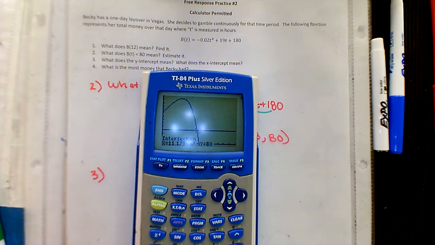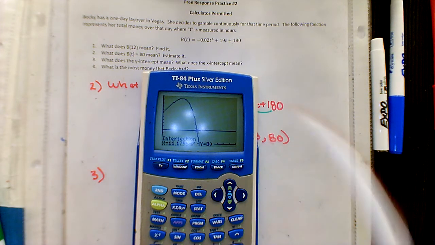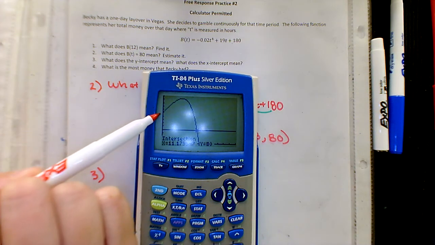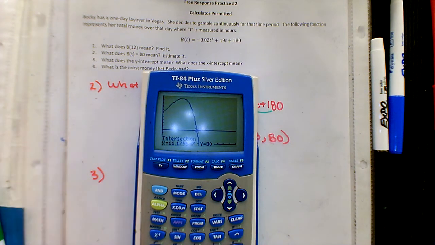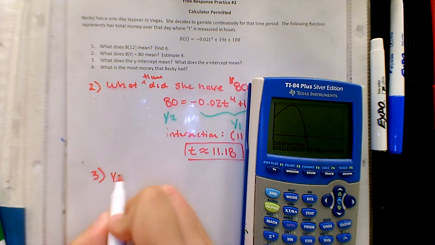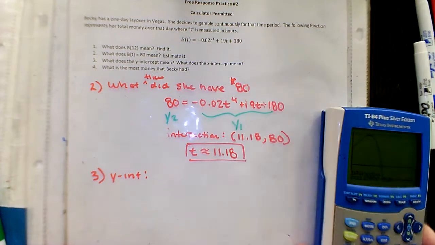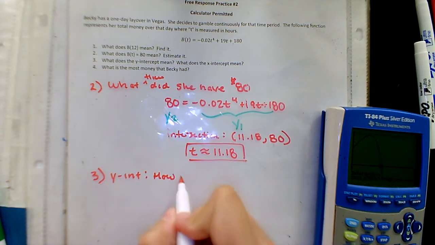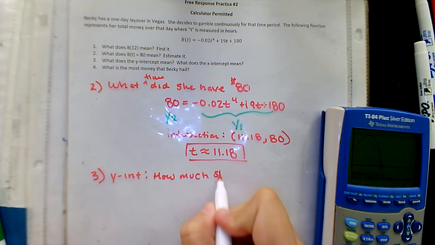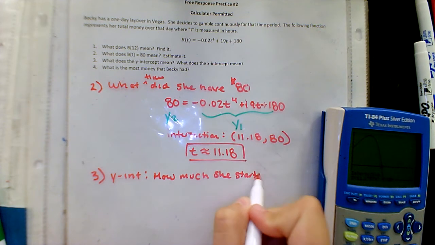What does the y-intercept mean? We have a visual. Okay, we know the y-intercept is right there, but in terms of this scenario, what does that point represent? Go ahead, Julia. The starting amount of money. Starting amount of money. All right, so y-intercept, how much she started with.